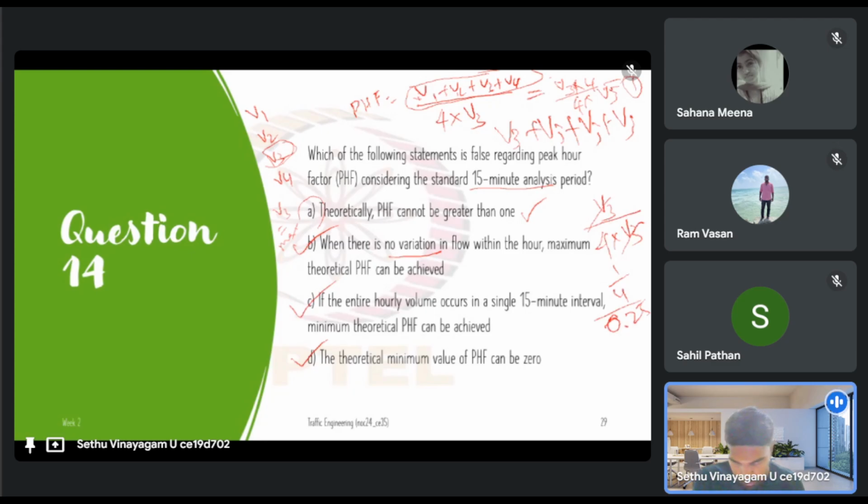And D says theoretically the minimum value of PHF can be 0. So this is incorrect, because we already saw the minimum value is 0.25, right? So it cannot be less than this. If your flow is occurring, the minimum that it can achieve is 0.25, and it cannot be less than that theoretically. So that's why option D is the incorrect one.